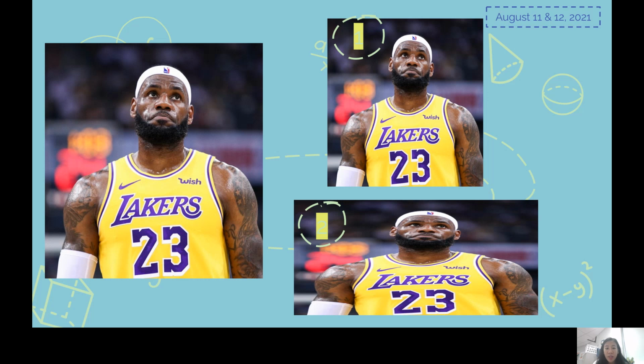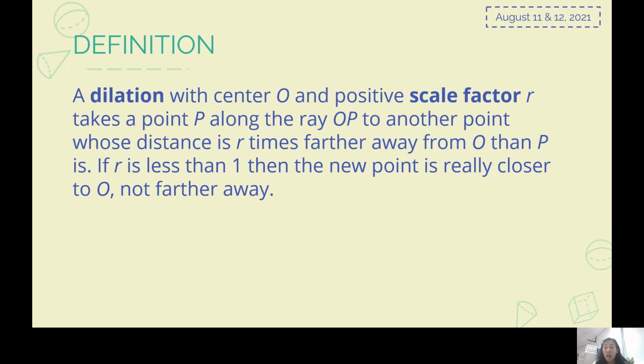So now I'll give you the actual geometric definition of a dilation. So reading this, a dilation with center O and positive scale factor R takes a point P along the ray OP to another point whose distance is R times farther away from O than P is. If R is less than 1, then the new point is really closer to O, not farther away. And so this gave us a lot of technical details, but I want to take this and break it down into some terms that we can understand.